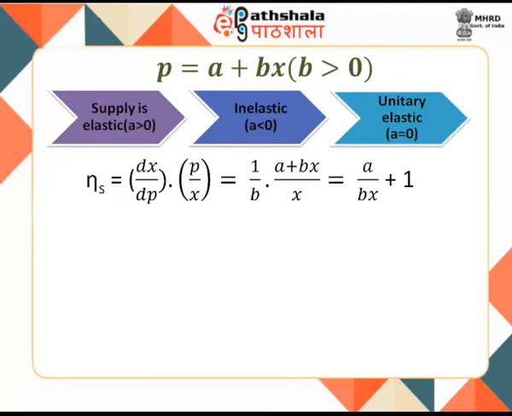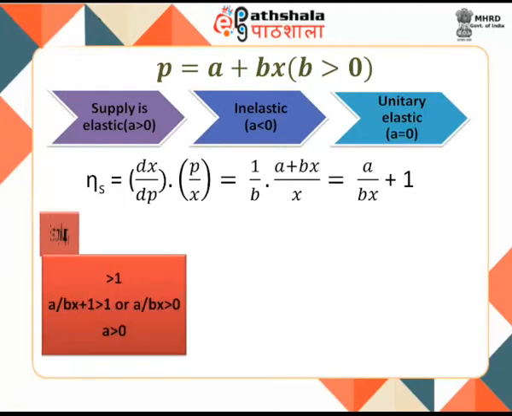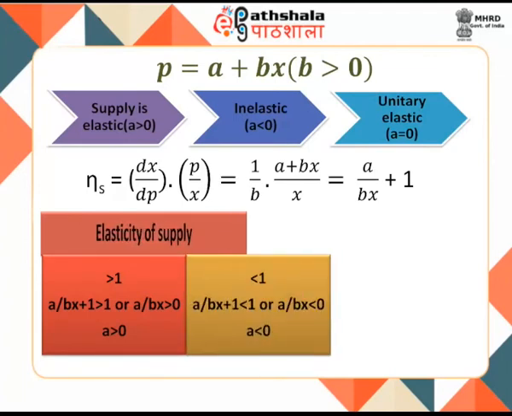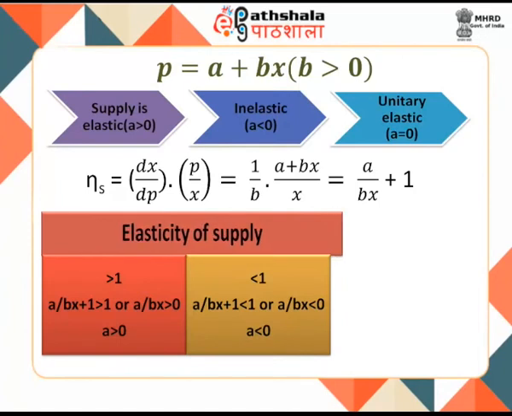Since B is greater than 0 and x is greater than 0, elasticity of supply will be greater than 1 if A by Bx plus 1 is greater than 1, or A by Bx is greater than 0. This implies A is greater than 0. Similarly, elasticity of supply will be less than 1 if A by Bx plus 1 is less than 1, or A by Bx is less than 0. This implies A is less than 0.